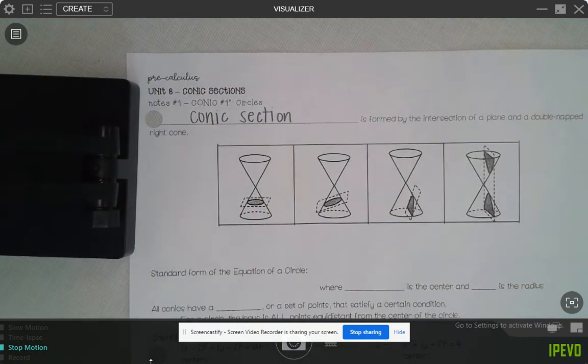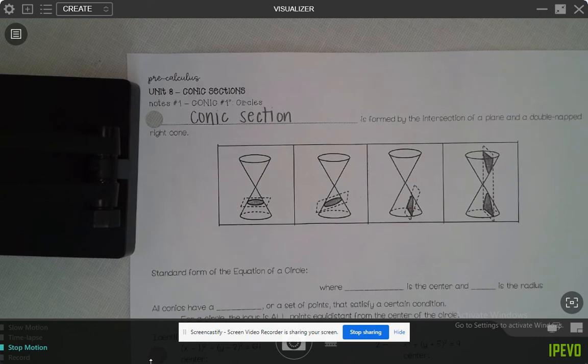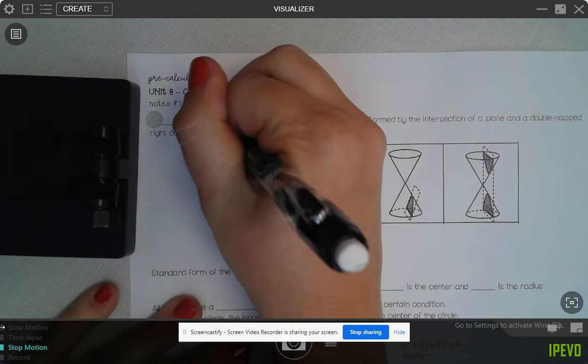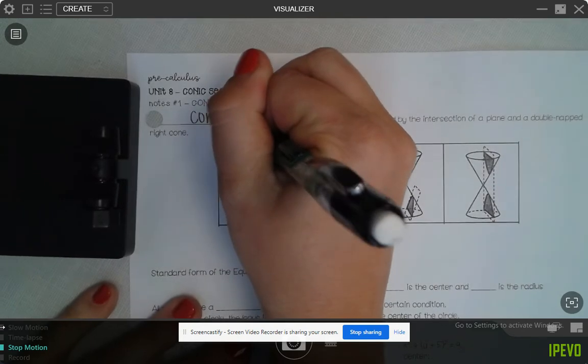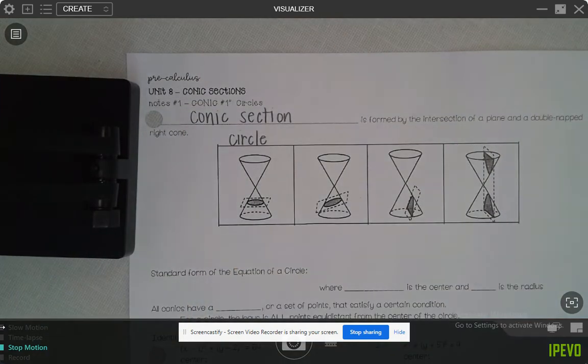section. I take a cone and I cut it. When I take a cone and I cut it, I get these 4 pieces. The first one being a circle. You cut it nice and straight, you get a circle.